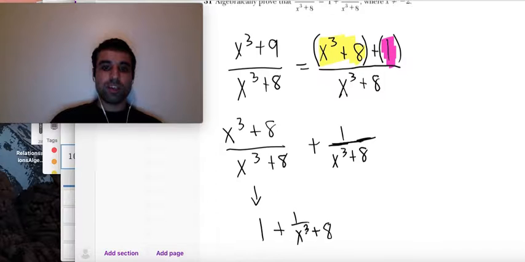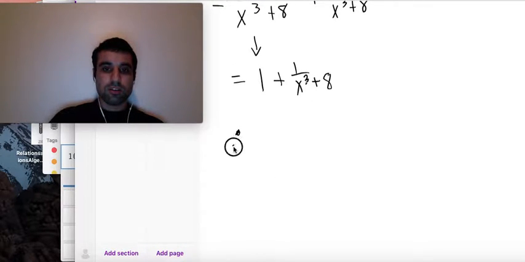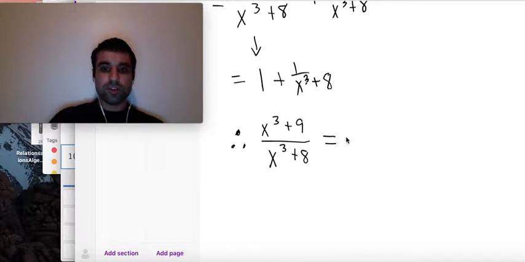And if I just keep putting equal signs, then this gives us the final equation that, so I'll just say therefore, x cubed plus 9 over x cubed plus 8 is equal to 1 plus 1 over x cubed plus 8.